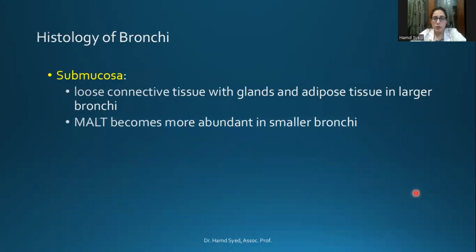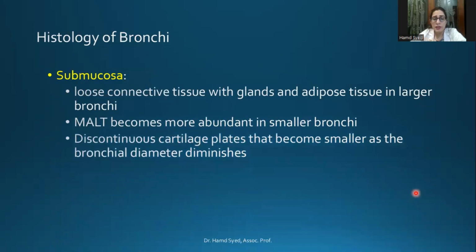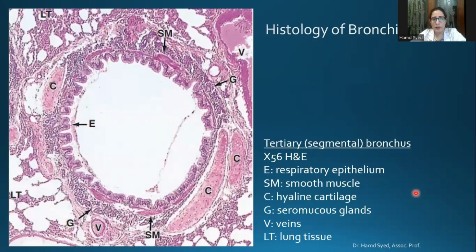and the mucosa-associated lymphoid tissue, which is MALT, becomes more abundant in smaller bronchi. There are discontinuous cartilage plates, which become smaller as the bronchial diameter decreases. Outermost layer is adventitia, which is dense connective tissue, continuous with adjacent structures like the lung parenchyma.